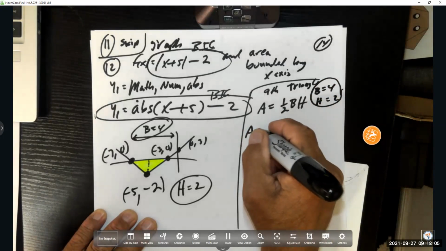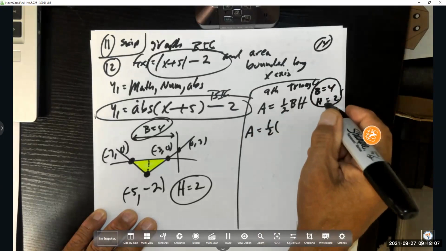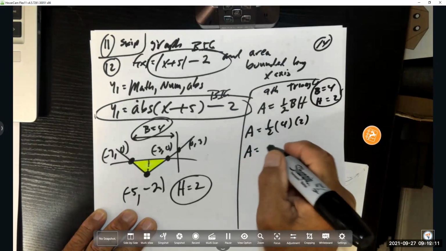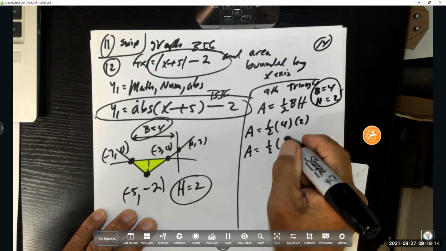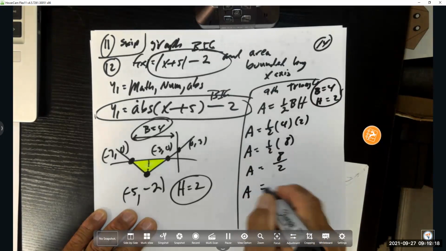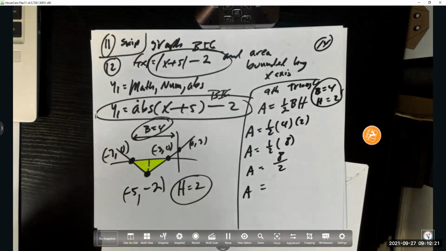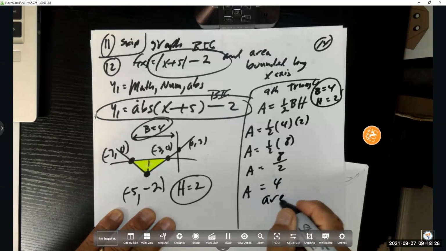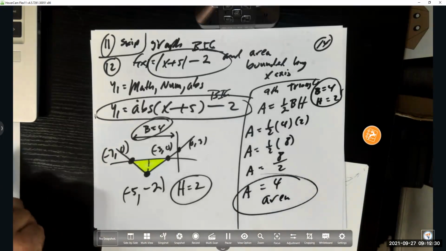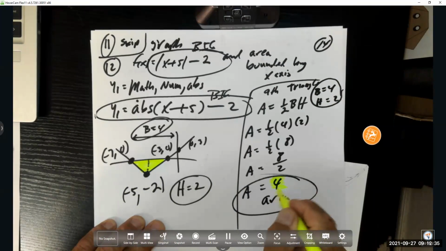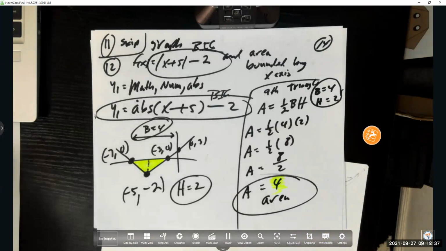So area is going to be 1/2. What's the base? The base is 4. The height is 2. 4 times 2 is 8, so area is going to be 8 divided by 2. What is that number? 4. Area is 4. I got the picture, and I got the area. That's what they wanted for that, the area.